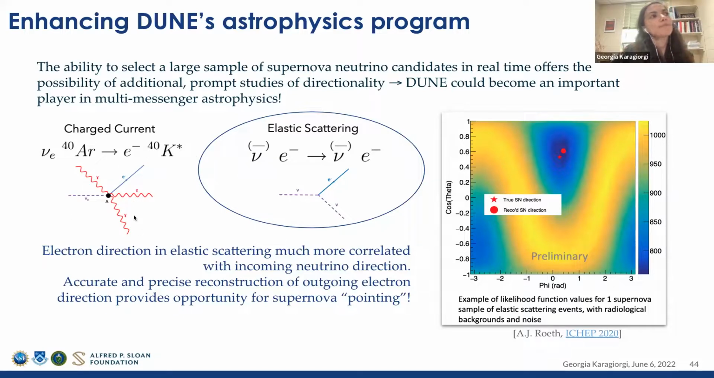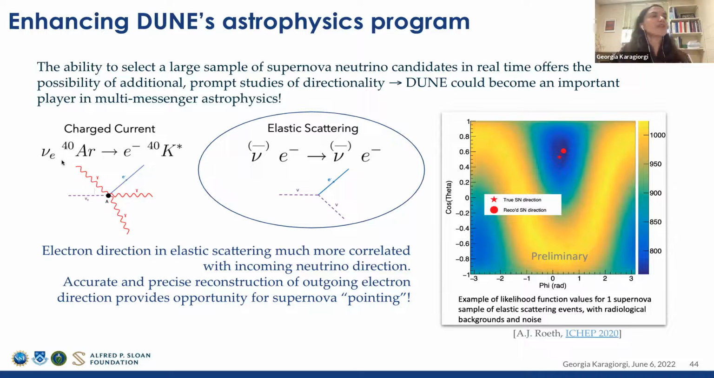So the majority of events that we expect to detect are from electron neutrinos interacting with the argon nucleus and producing an electron and an excited potassium atom, which then de-excites, producing gamma rays, which produce the MeV blips in the vicinity of the interaction.